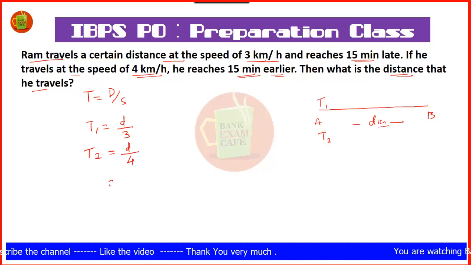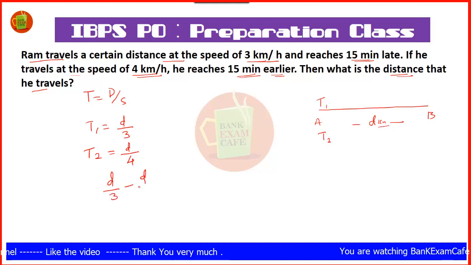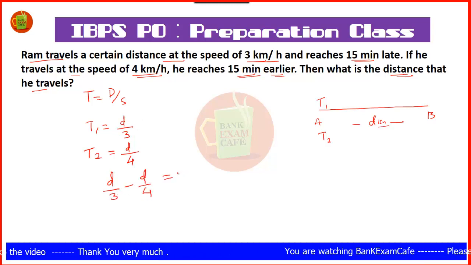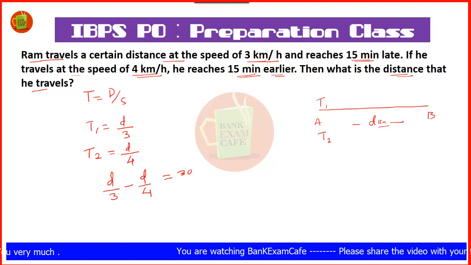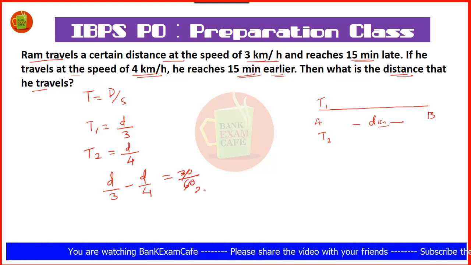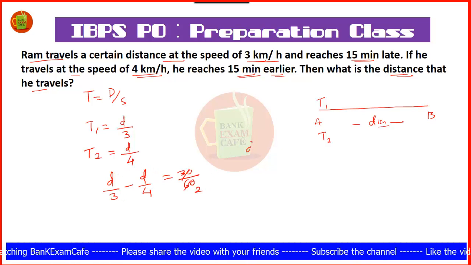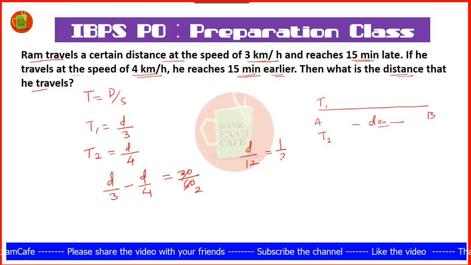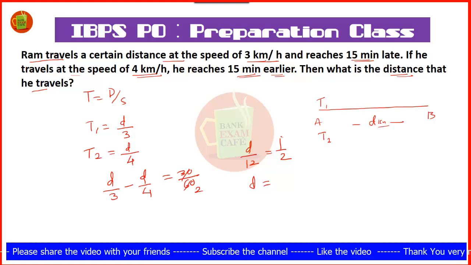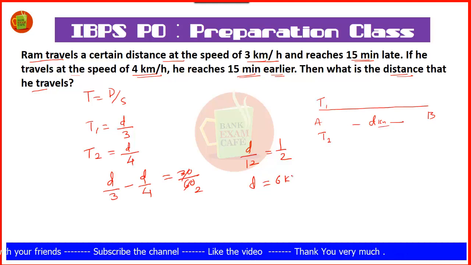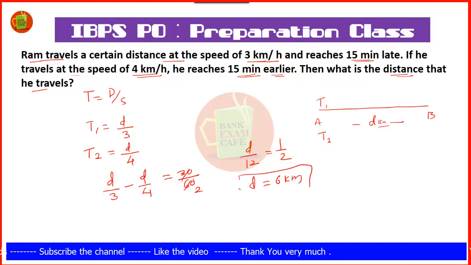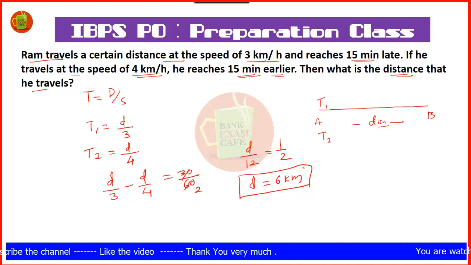So D by 3 minus D by 4, this time difference, will be equal to 30 minutes, and that 30 minutes we will have to convert to hours because our speed is kilometer per hour, so divided by 60, this will be 1 upon 2. If you solve this, you will get D by 12 equal to 1 by 2, and therefore D is equal to, take 12 to this side, 2 1s are 2, 2 6s are 12, so distance D will be equal to 6 km. So Ram travels a distance of 6 km.